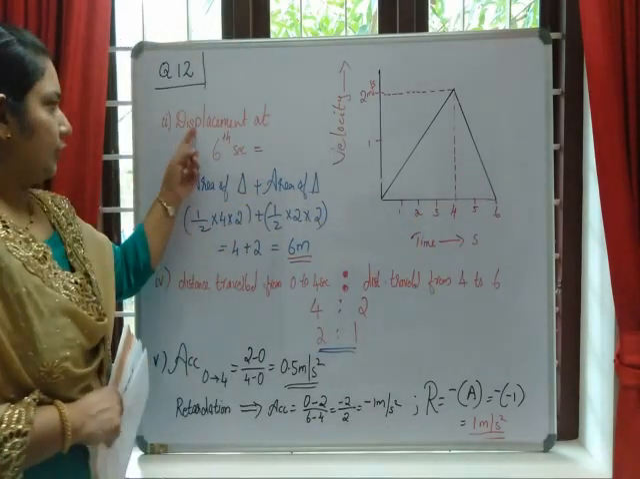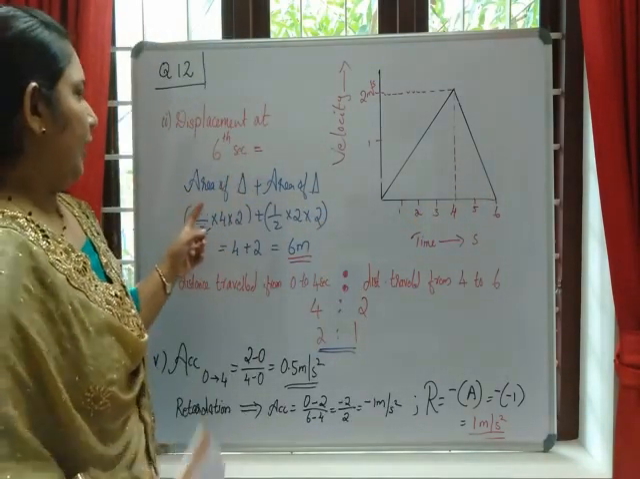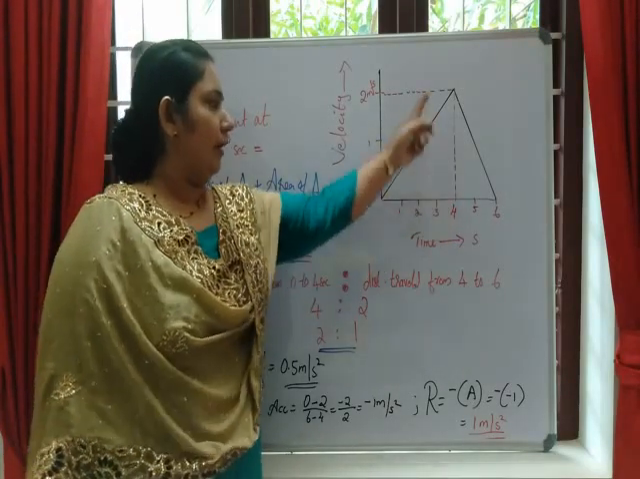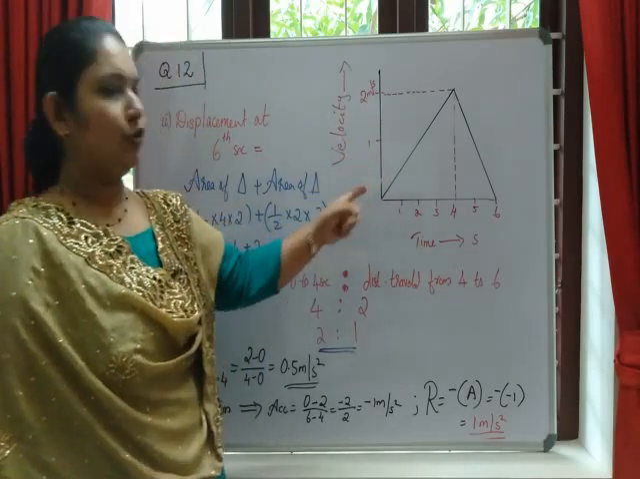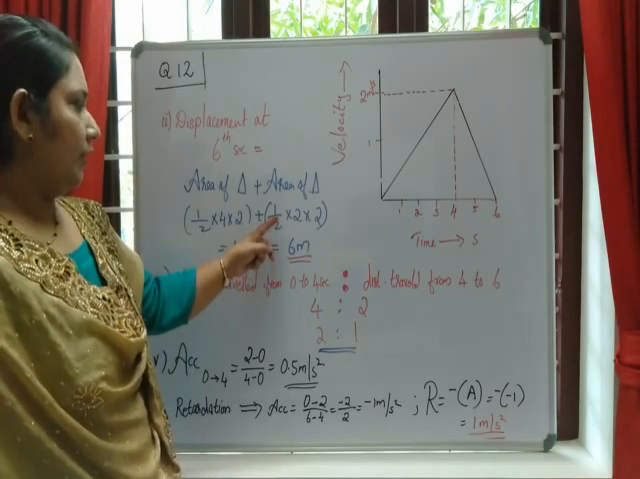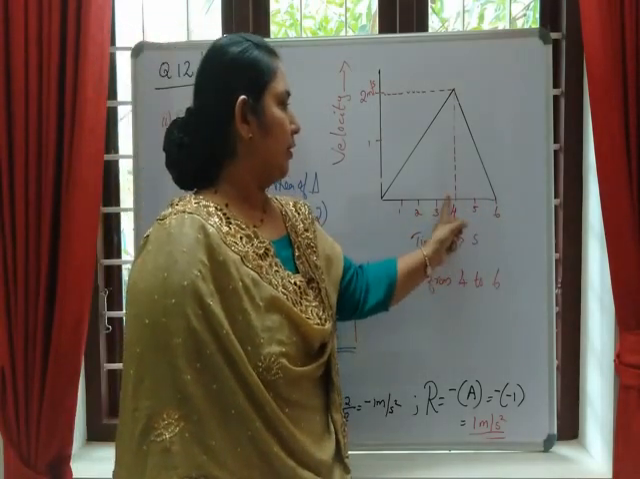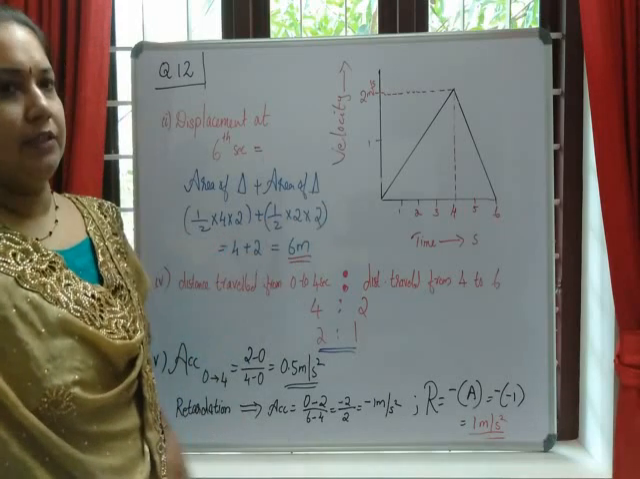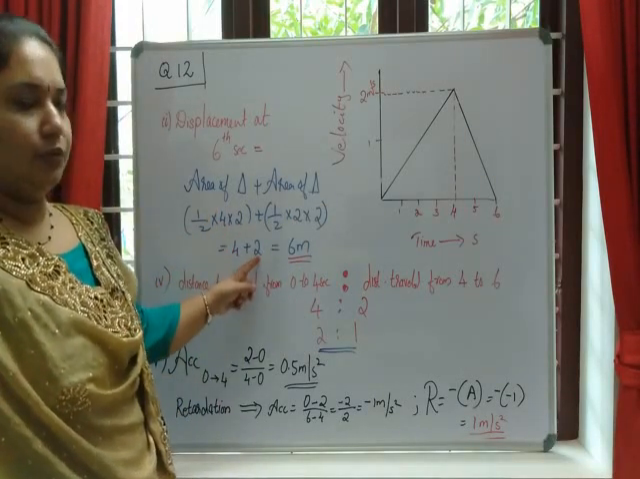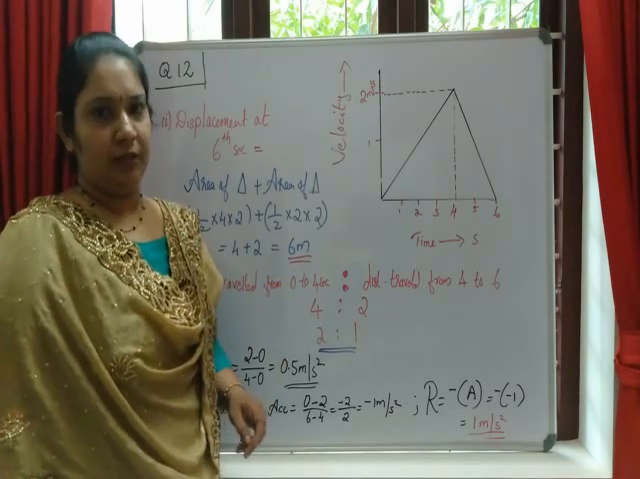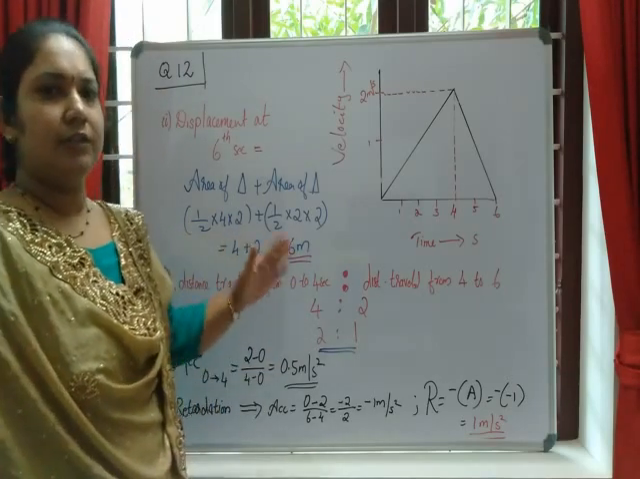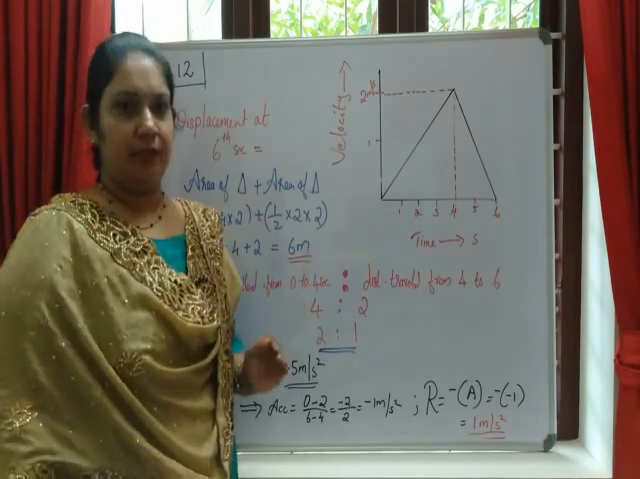So here you can see displacement at the 6th second is area of triangle. First triangle half into base into height. Base is 4, height is 2 meter per second. So half into 4 into 2 plus area of the second triangle half into base into height. Height is 2, base is also 2. While calculating you get first area is 4, second is 2. So total you can get 6 meter. So the total displacement of the body is 6 meter, or total distance travelled by the body is 6 meter.